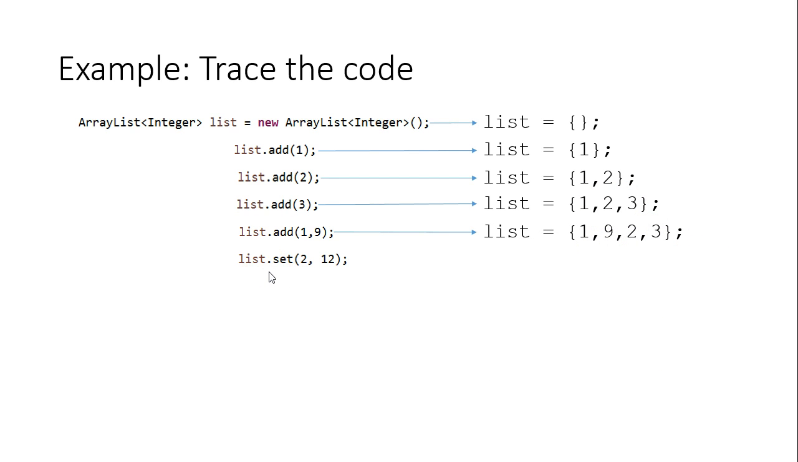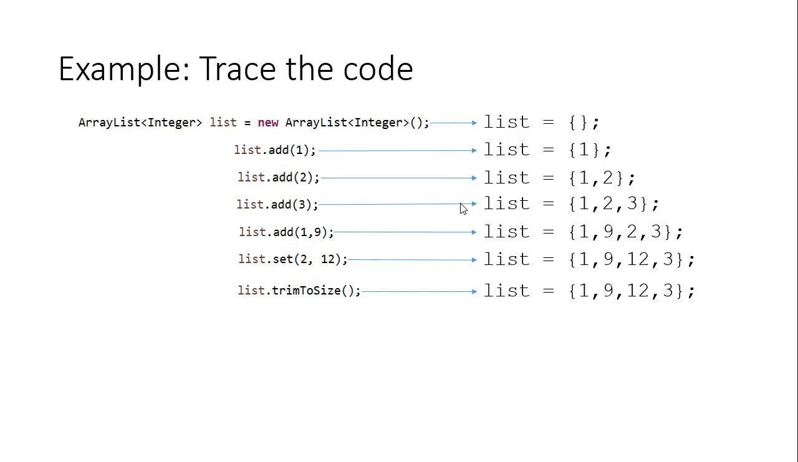List.set. What set does is take this specific index and set the value to that. So set overwrites, so it's not going to make my ArrayList any larger. It's going to take whatever is in index 2 and get rid of it and replace it with 12. So we see here 0, 1, 2. It's going to replace 2 with 12. I had to trim the size here to illustrate a little idea. This is actually going to have no impact on the list.